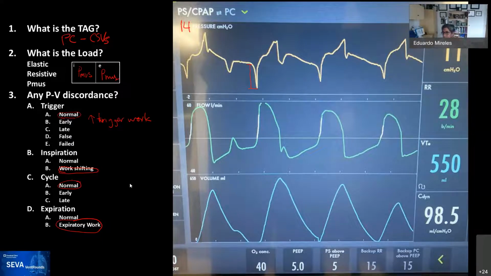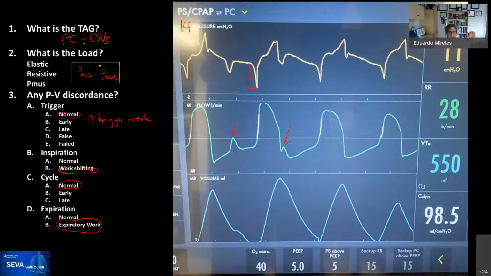Are you there, Ahmed? I think you may have muted. He may have hung up. Ahmed, if you're still there, what do you think about this thing here and this little thing here? He probably hung up without intention.